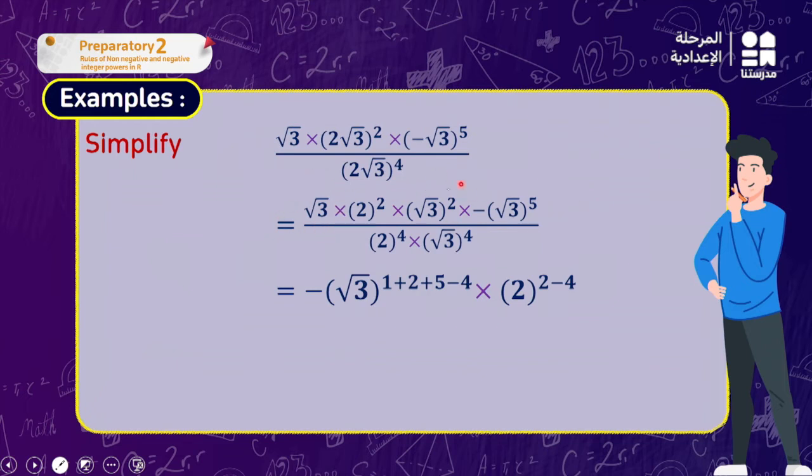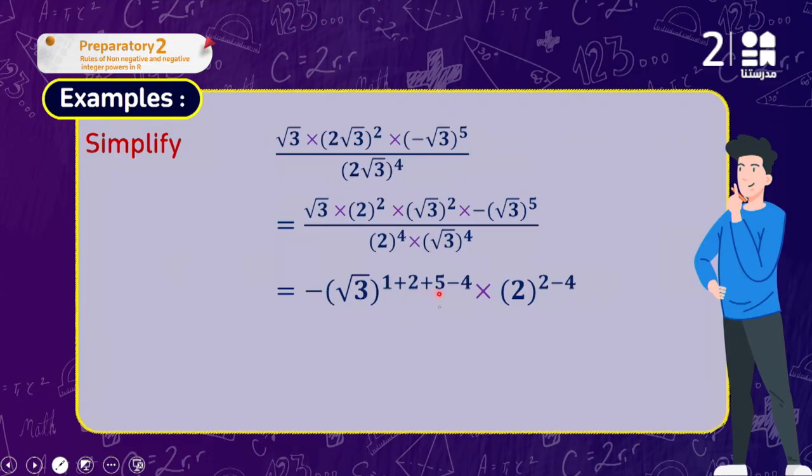So 1 plus 2 plus 5 ده اللي فوق في النوميريتور، ده الباورز. طيب هلاقي هنا تحت square root of 3 to the power 4 ده تحت في الدينومينيتور. طيب لما بيكون تحت في الدينومينيتور بعمل له ايه؟ ماينس. يبقى 1 بلس 2 بلس 5 ماينس 4 عشان ال 4 هنا في الدينومينيتور.